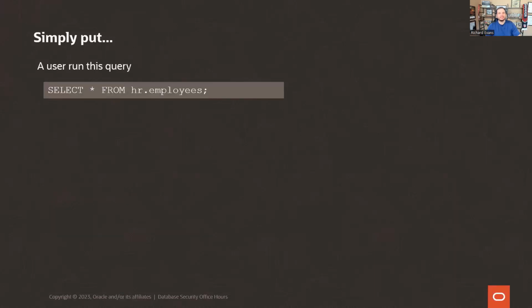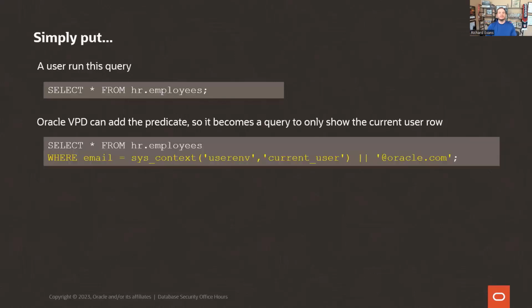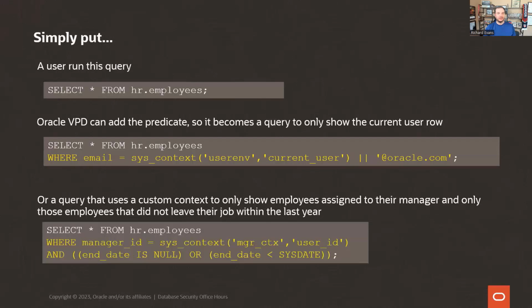All right, so again, simply put, we've got this query. Evil Rich runs select star from HR.employees because he wants to see everybody's information. VPD comes back and says, sorry, buddy, I'm going to add this predicate. So the query only becomes where email equals my username with @oracle.com appended to it. Foiled, right? So we can do this and the query never changed. It changed within the optimizer, it changed within the kernel.